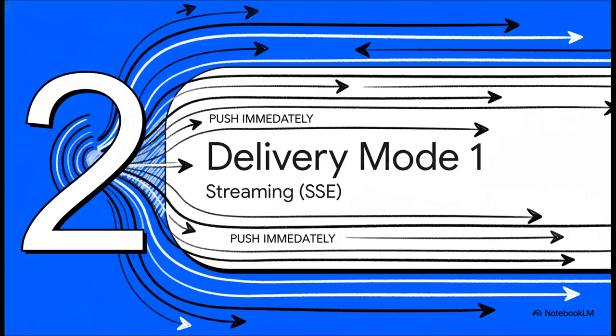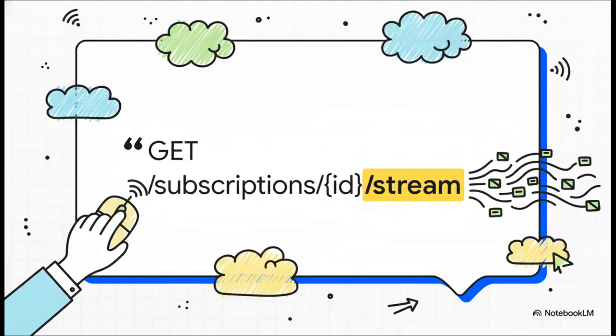This one uses a really cool web standard called Server Sent Events, or SSE for short. The whole idea is that the server pushes data to you the very instant it changes. Getting the stream started couldn't be easier. Seriously, it's just a single GET request to the stream endpoint with your subscription ID. That's it. The server then just holds that connection open, and it's ready to start pushing data your way.